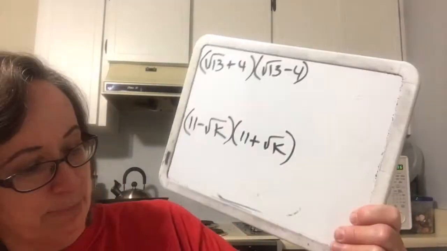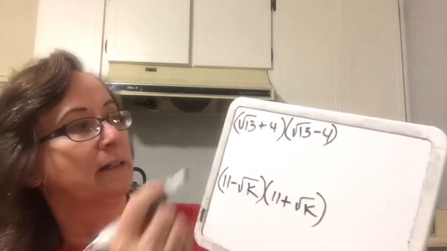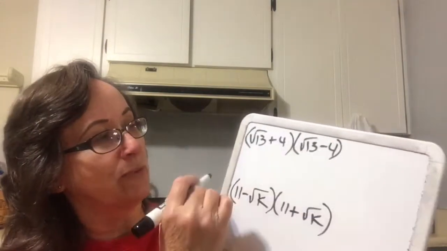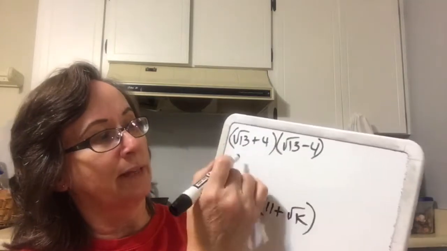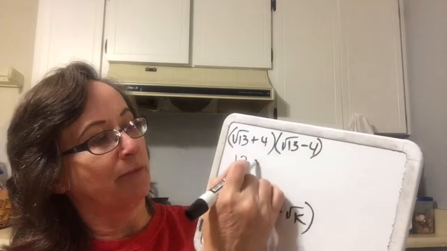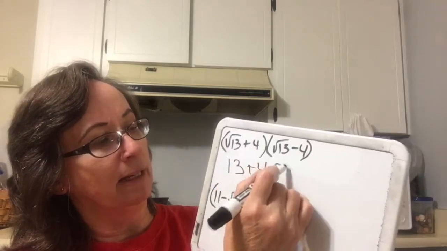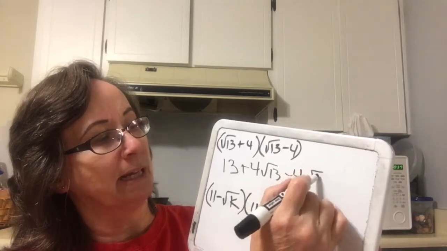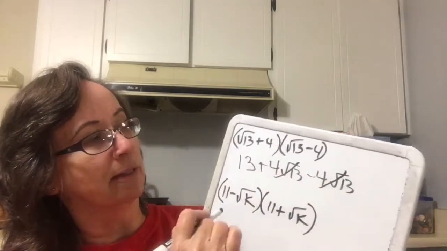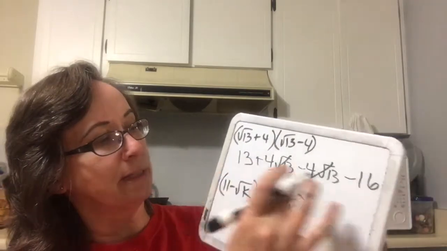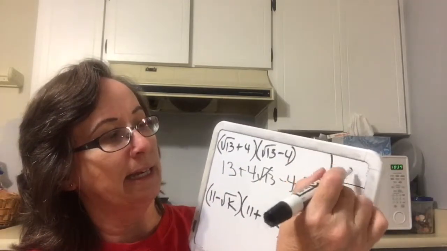And then we have a couple more conjugates here. Square root of 13 plus 4, square root of 13 minus 4. When we FOIL this, we're going to get 13. And then the inside will be 4 square root of 13. And the outside will be -4 square root of 13. So again, those will cancel. And my last will be -16. So I wind up with 13, take away 16 is a -3.